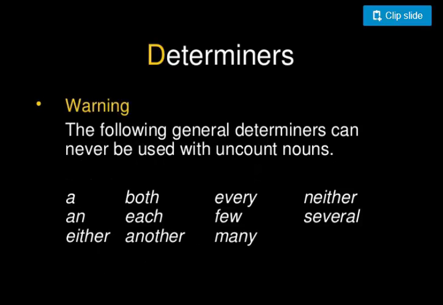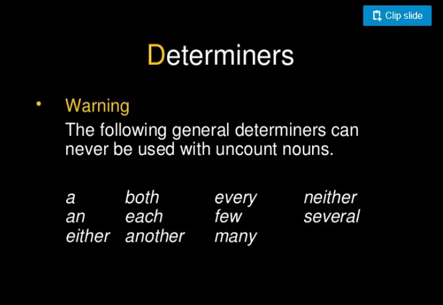Yes, students, there is a warning that the following general determinants can never be used with uncountable nouns. So never use these determinants with an uncountable noun: a, both, every, neither, each, few, several, either, another, many. These are never used with an uncountable noun.